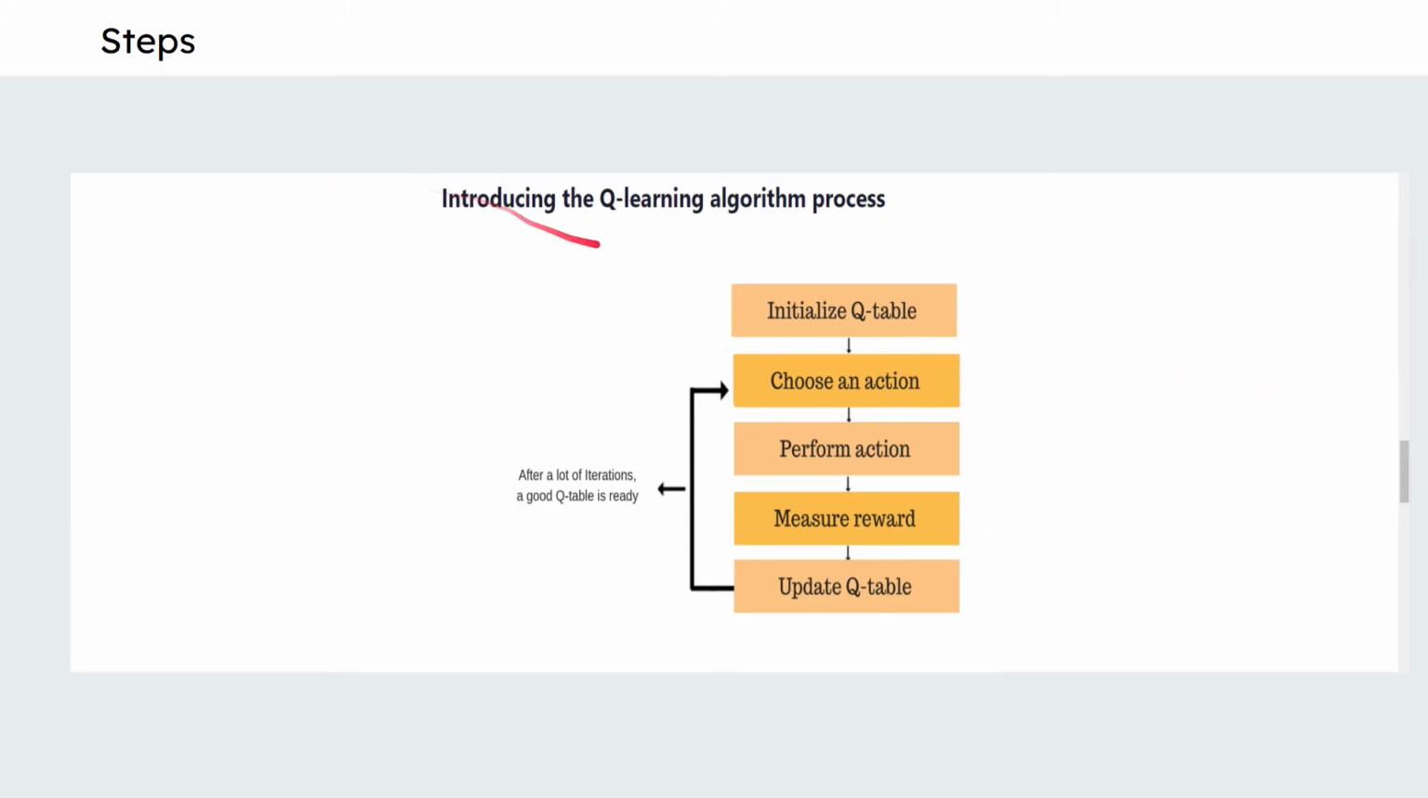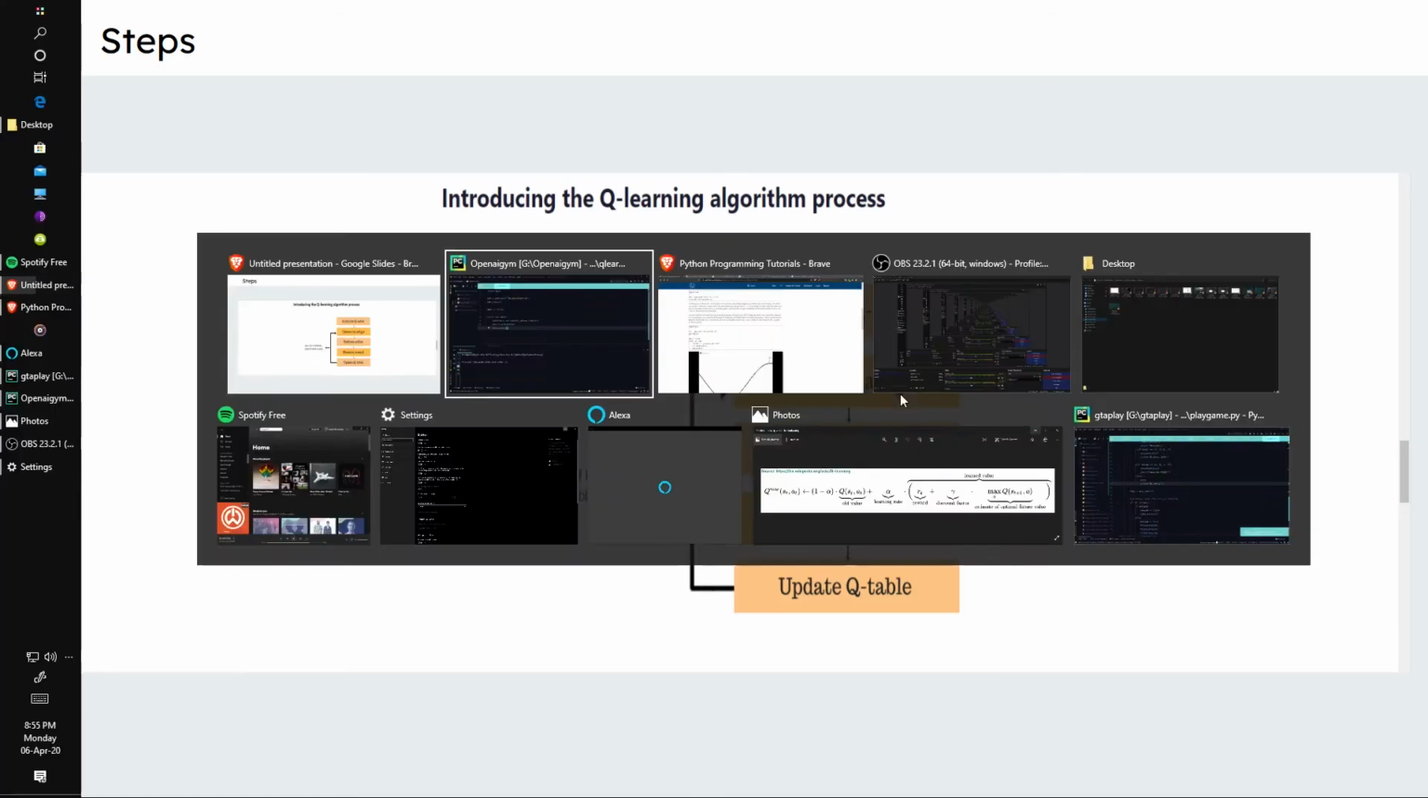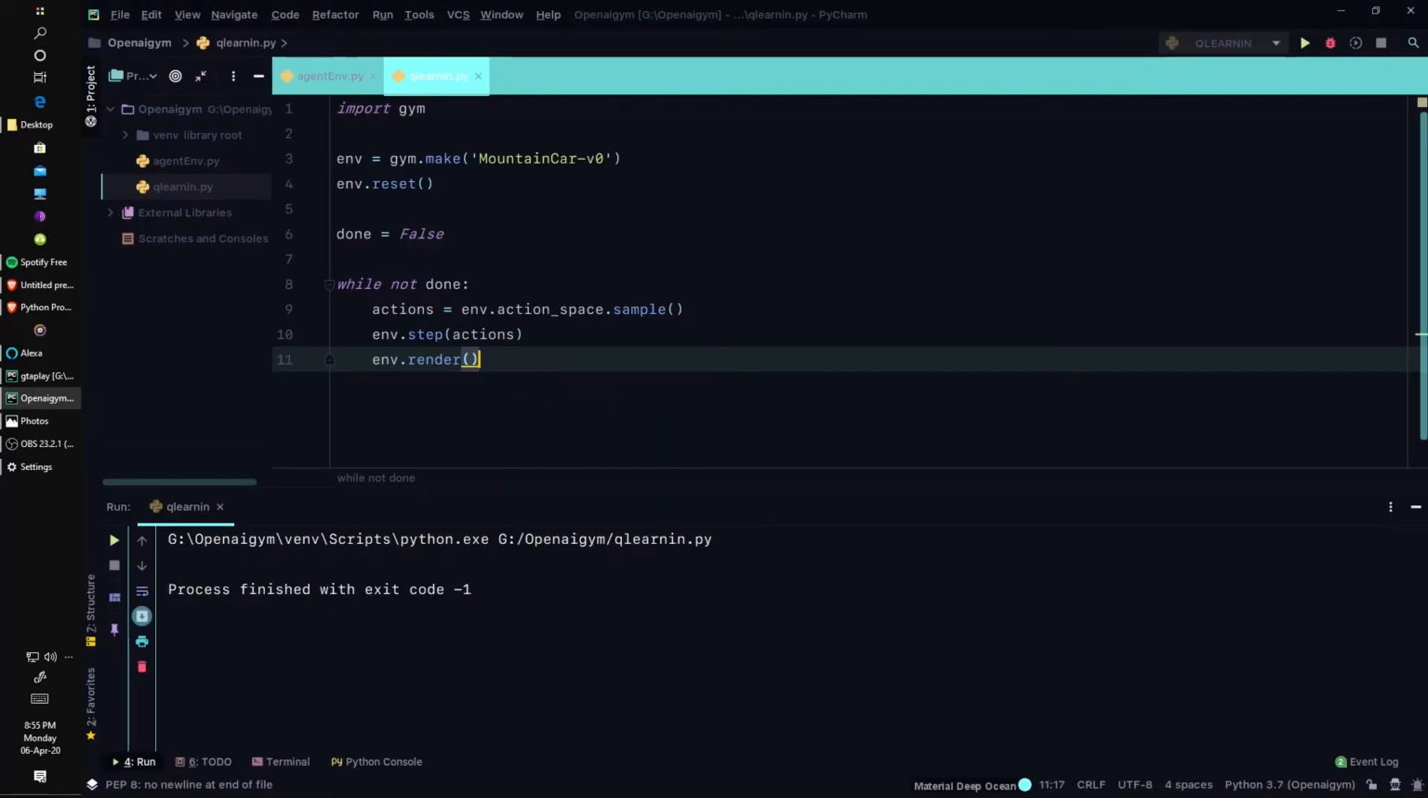So let's not waste time. I hope you have a fair idea of what Q-learning is and the steps involved in Q-learning. So let's get started with the code in Python. This is the normal basic starter code. And more about Gym.